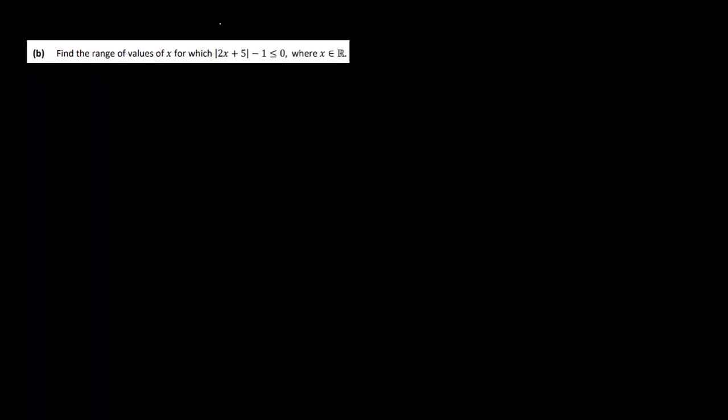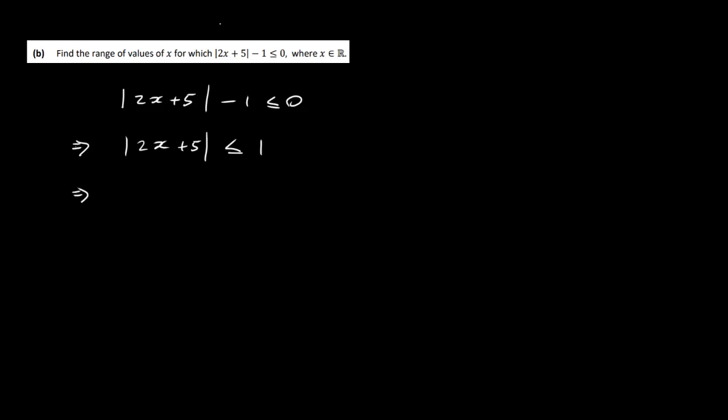Part B then, we have find the range of values of x for which the modulus of 2x plus 5, minus 1, is less than or equal to 0. Okay, so this should be reasonably straightforward. Let's see, we have the modulus of 2x plus 5 minus 1. We want that to be less than or equal to 0. So what we can do here is, first of all, get rid of that minus 1. So I'm just going to bring that over to the other side.